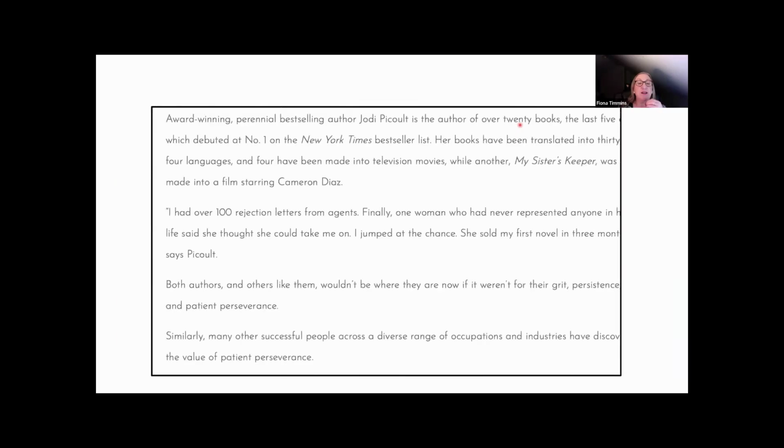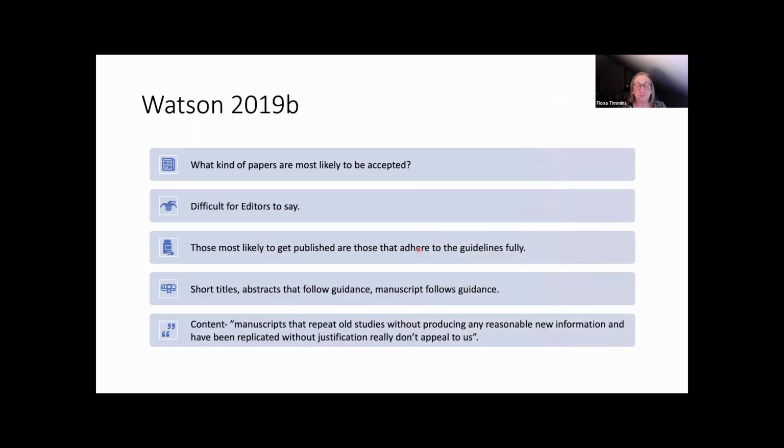Persevering then as well, looking here at Jodi Picoult, award-winning popular author who had 100 rejection letters from agents, and then finally somebody took her on. So most successful people have had a number of failures.